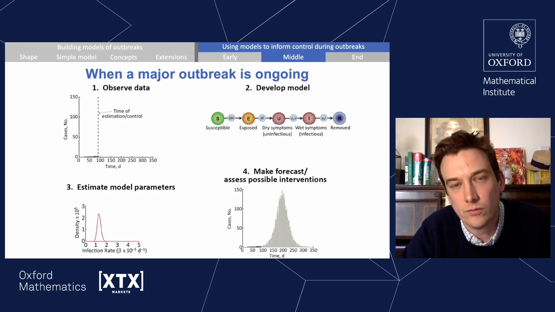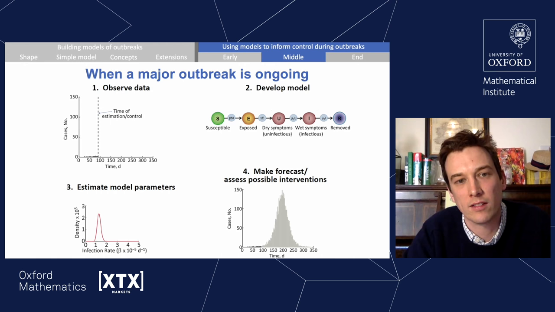So then the question for modellers is, well, what can we do when a major outbreak is ongoing? And so this is the kind of procedure that we go through. We observe data from the ongoing outbreak. We then develop an epidemiological model, a compartmental model of the type that I showed you earlier. The model I've shown here in step number two is a model that I developed for Ebola virus disease.